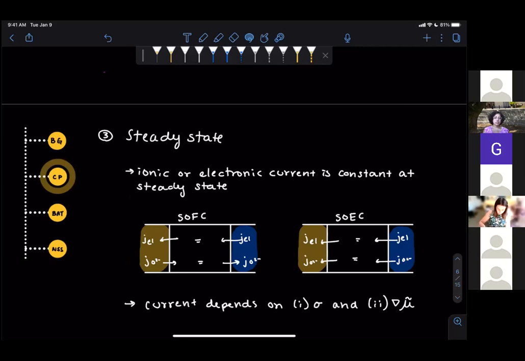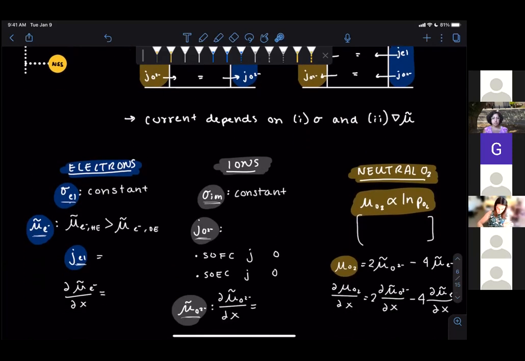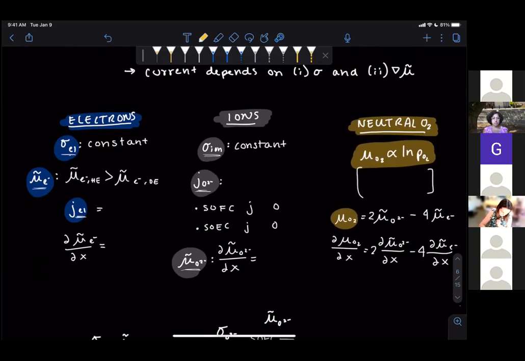And then next, just as a reminder, we know that current, so J of a given species, is dependent on the conductivity and the gradient of that species, the electrochemical potential gradient in that species. So let's go through the same process that we just went through. So we already know we're going to keep some things the same. So we're still going to say that we have some sort of constant electronic and ionic conductivity. So I filled those out.